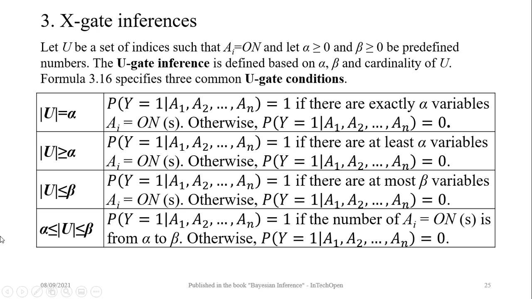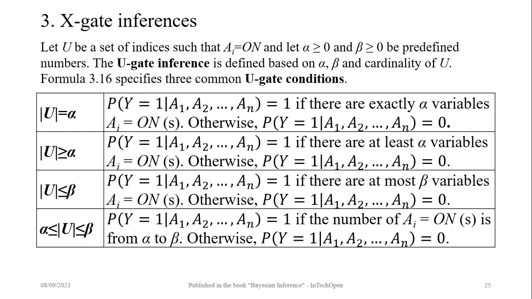For example, given the cardinality of U is alpha, the probability of Y1 given A1, A2, ..., An equals 1 if there are exactly alpha variables Ai on. Otherwise, this probability is 0. If the cardinality of U is larger than or equal to alpha, then the probability of Y1 equals 1 if there are at least alpha variables Ai on. Otherwise, it equals 0.